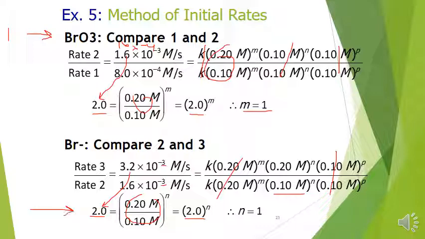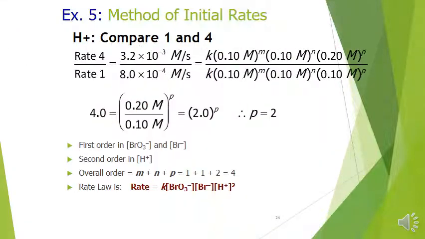Again, solve for n this time, and it's also 1. And that's also first order. And then for H plus, we're going to use experiment number 4 and number 1. Again, what I want to do is change this to 32 times 10 to the minus 4, so that these two numbers are the same.